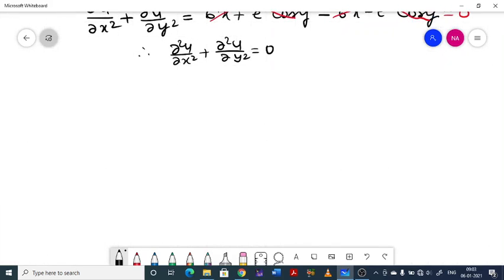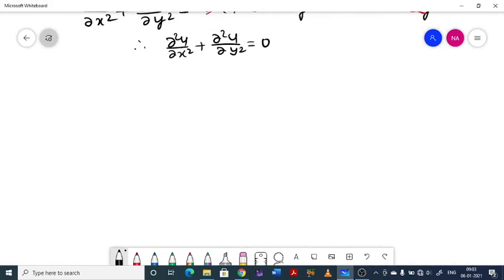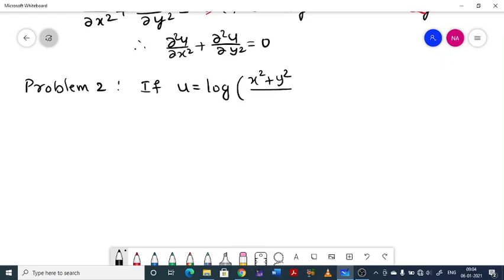Problem 2, okay, I'll write from here. If u equal to log of (x square plus y square) divided by (x plus y), show that x ux plus y uy equal to 1.